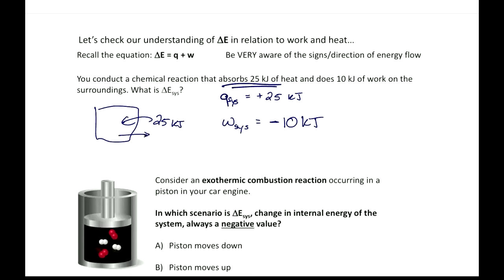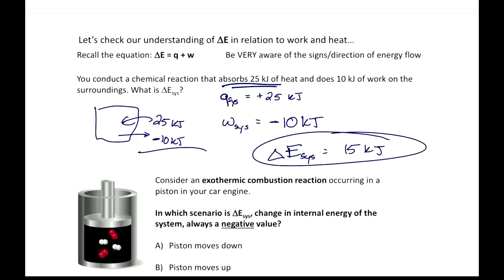And so we can think, okay, negative 10 kilojoules of energy is leaving the system, that the system is doing work onto the surroundings. And so now we can add up those values here. And so we get that the change in energy of the system is equal to positive 15 kilojoules. So it wasn't as simple as just, boop, adding the numbers together. Nope, we've got to think about the signs.